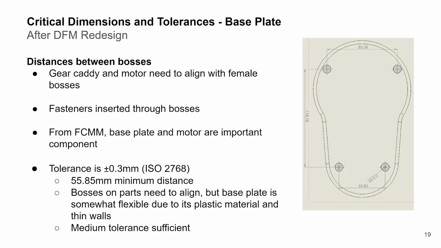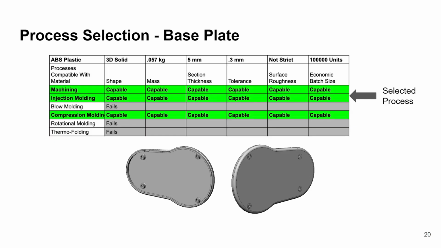After dimensioning the base plate and referring to the FCMM and assembly steps, it was determined that the tolerance should be 0.3 millimeters. Our process selection for the base plate using ABS plastic concluded 3 different possible manufacturing options that would work for the base plate. At the end of the process, we ended up choosing injection molding for the manufacturing.